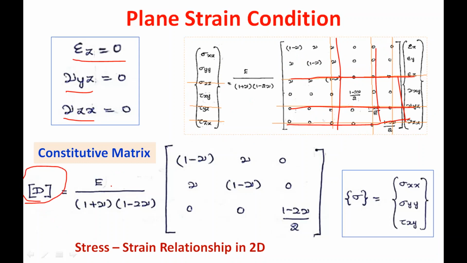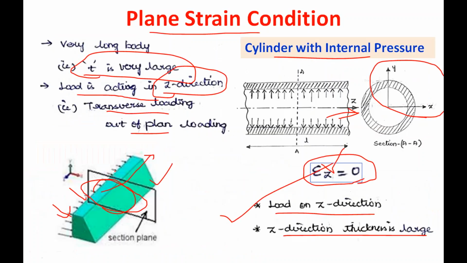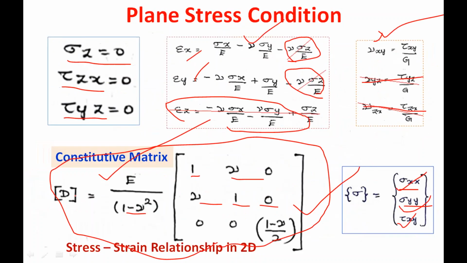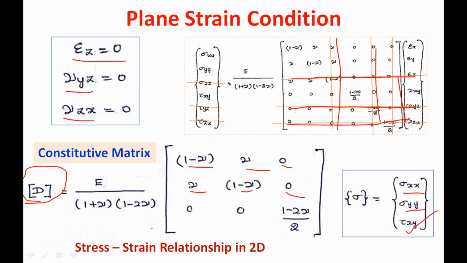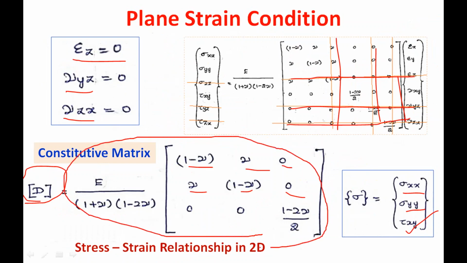We will get the 3 by 3 matrix for the stress strain relationship for the plane strain condition. D is equal to E divided by (1 plus nu)(1 minus 2 nu), times the matrix 1 minus nu, nu, 0; nu, 1 minus nu, 0; 0, 0, (1 minus 2 nu) by 2. Here also in plane strain condition, we will get two normal stresses sigma xx, sigma yy and tau xy. The constitutive matrices for plane stress and plane strain are slightly different, so you have to remember these matrices to solve the problem. For plane stress problem, this is the constitutive matrix. For plane strain problem, this is the constitutive matrix.